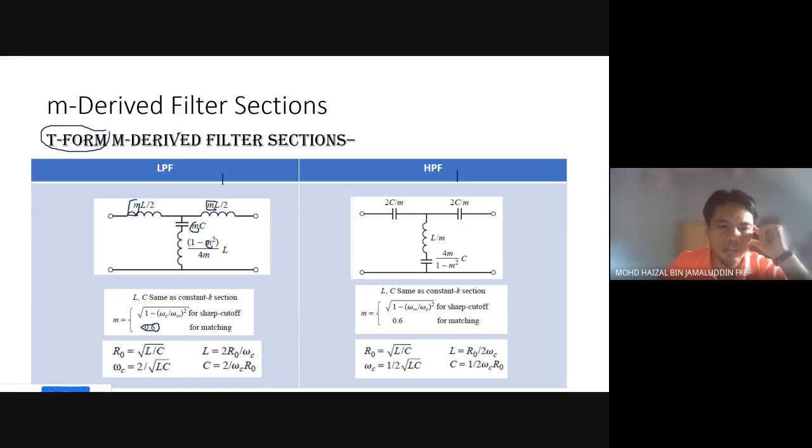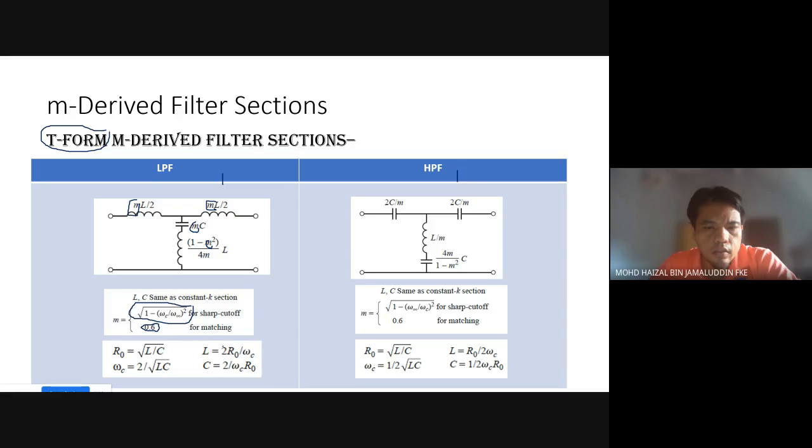You can calculate m based on this equation: m equals the square root of 1 minus (omega c divided by omega infinity) to the power of 2. Normally m is chosen to be less than 0.6, maybe the best is 0.3 and so on.